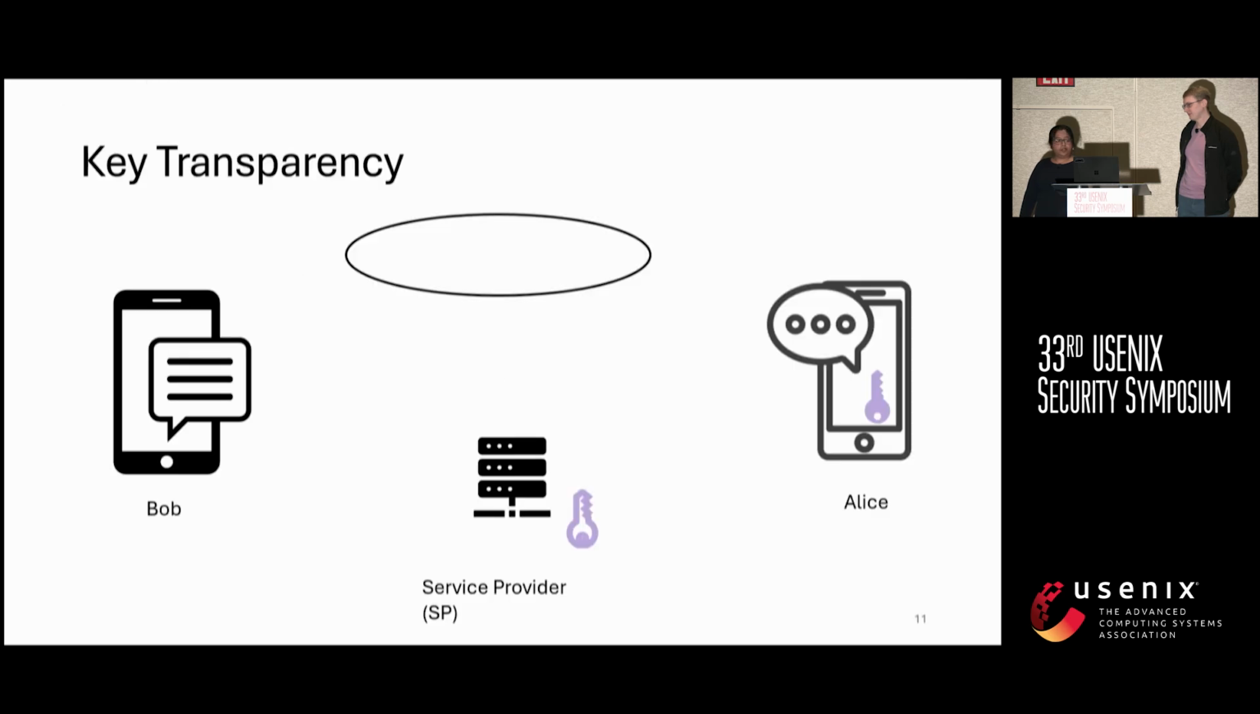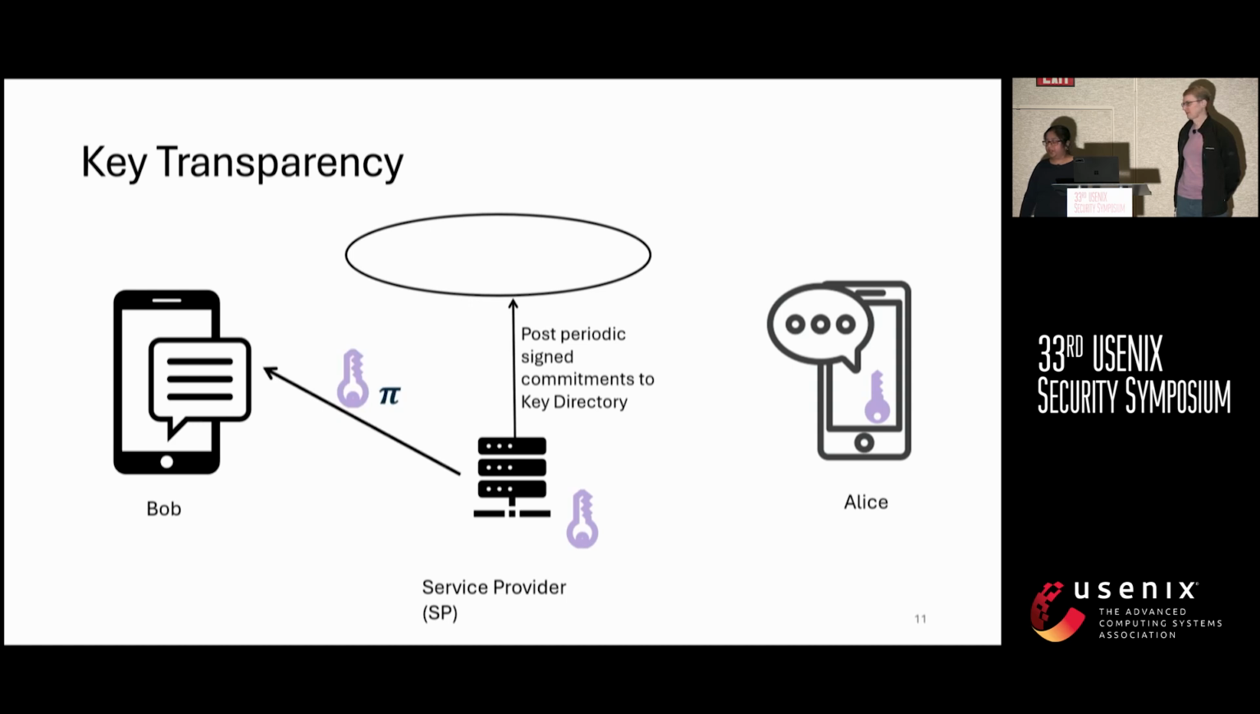Okay, so for a quick overview of the system, the way key transparency systems work is the following. The service provider still maintains the key directory as in the traditional systems and does the key distribution. But in addition, they also post a periodic signed commitment to the public key directory they maintain.